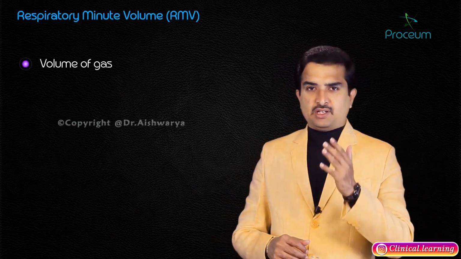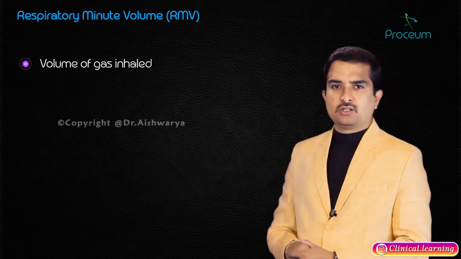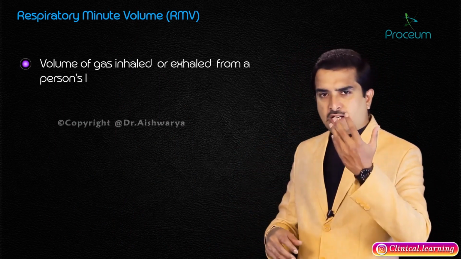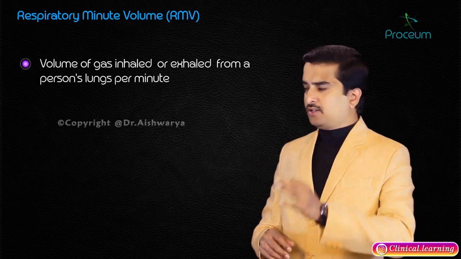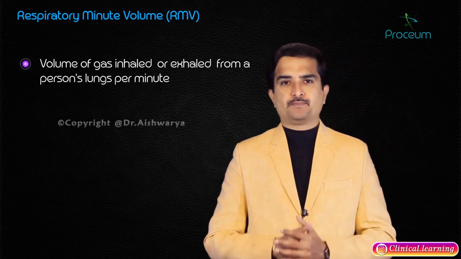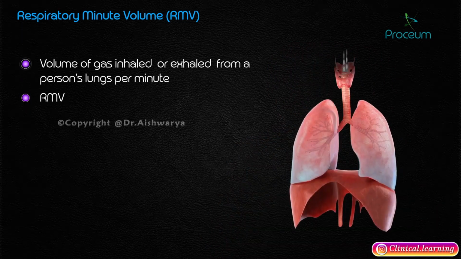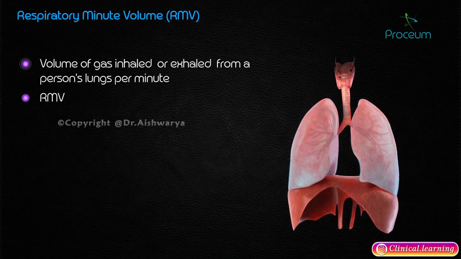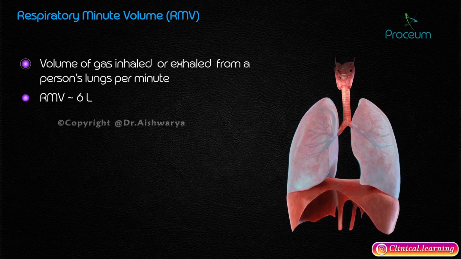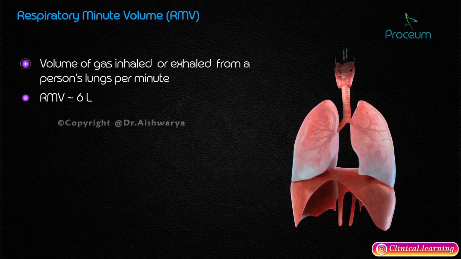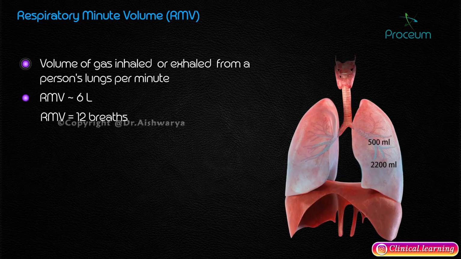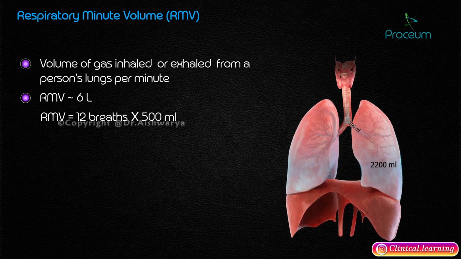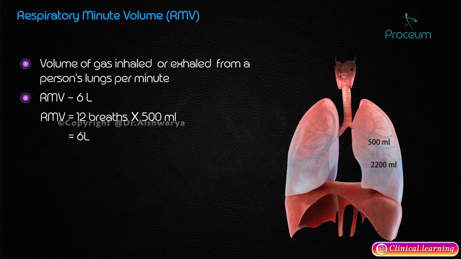It is the volume of gas inhaled per minute, or the volume of gas exhaled per minute from the person's lungs, called the minute volume. The respiratory minute volume, RMV, is normally 6 liters. For example, in a normal resting condition, there are 12 breaths per minute. Each breath is a tidal volume of 500 ml, and 500 times 12 is equal to 6 liters. So the respiratory minute volume is 6 liters.